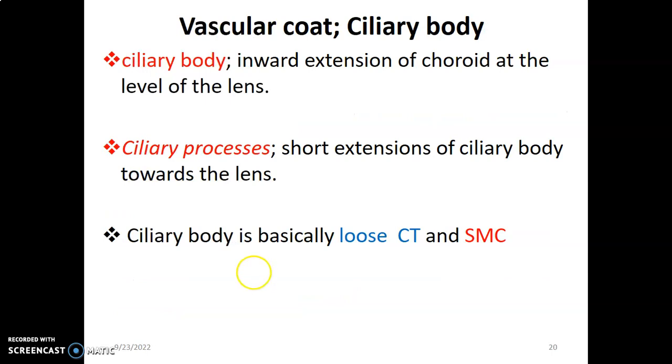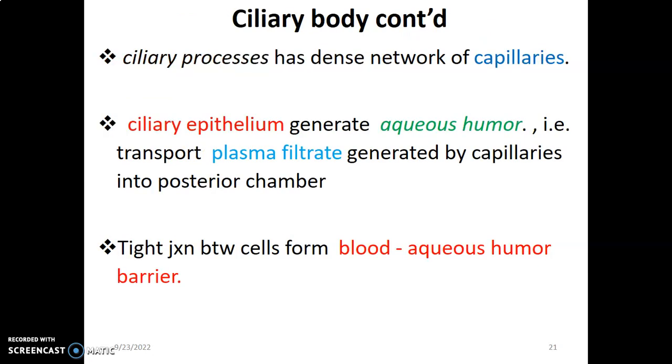Then we have ciliary epithelium. This is epithelium of the ciliary body. It usually produces aqueous humor, and aqueous humor is just plasma filtrate from the capillaries. After it has produced the plasma filtrate, this plasma filtrate enters the posterior chamber. Now we have tight junctions between cells of the ciliary epithelium, and these form the blood aqueous humor barrier. Blood aqueous humor barrier is formed by tight junctions between the ciliary epithelial cells. So ciliary bodies have ciliary epithelium, and these cells have tight junctions between them, and that forms the blood aqueous humor barrier.